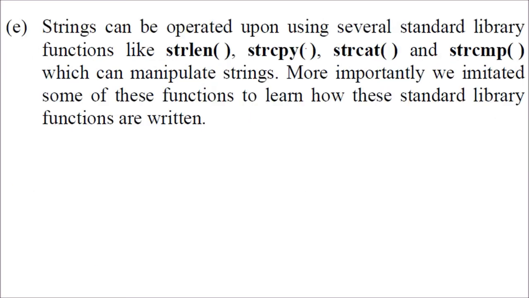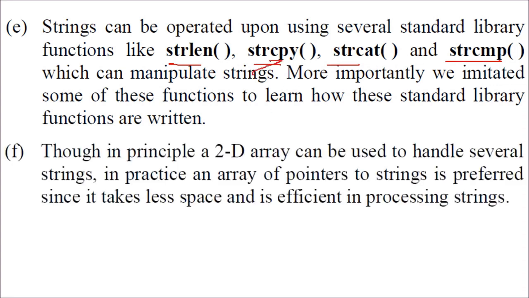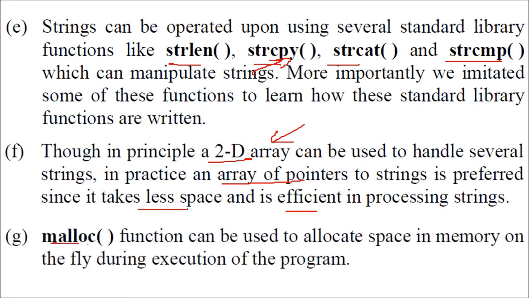Strings can be operated on using various standard library functions, the mostly used being strlen, strcpy, strcat and strcmp. We can manipulate the string, and you can also write your own functions. A 2D array can easily be used to handle strings, but in practice an array of pointers to strings is preferred because it takes less space and gives efficient processing. The malloc function can be used to allocate space in memory on the fly during execution of the program. So this is all about this string chapter. Thank you so much and take care.